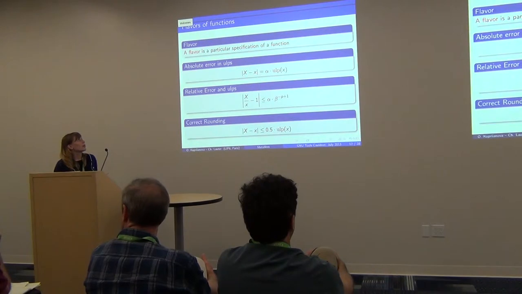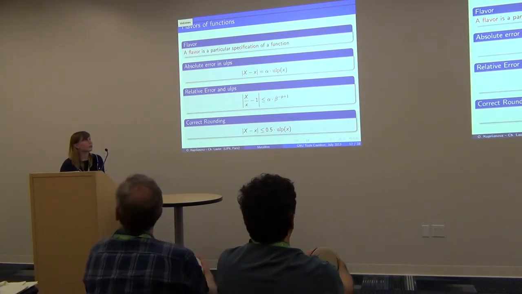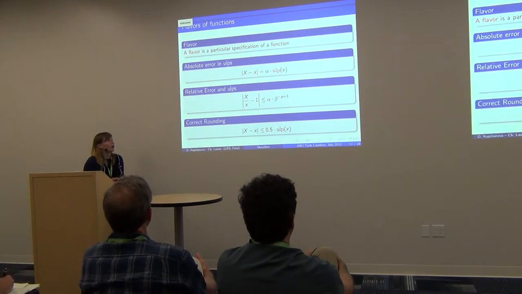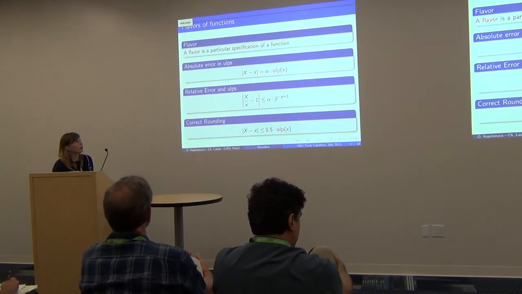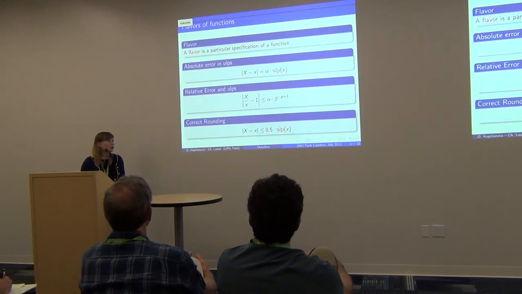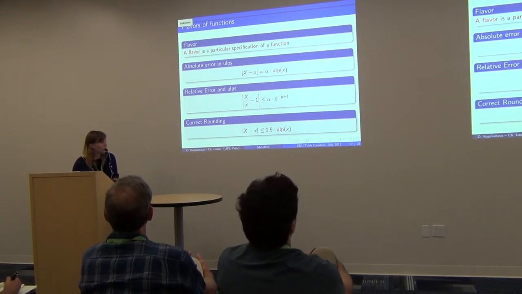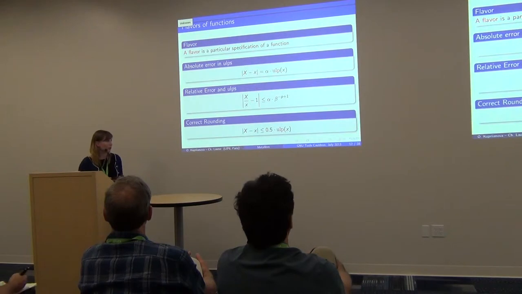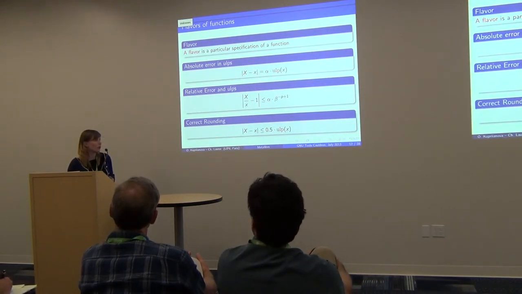We'd like to have different implementations of our functions. So let's call a flavor a particular specification of a function. We can specify it by choosing different parameters alpha of the absolute error, for example, or we can say that we want a relative error that is specified like that. And changing this parameter will lead to different implementations for each function. And also, we'd like to provide correctly rounded functions. So the absolute error of these approximations shouldn't be larger than half an ULP.